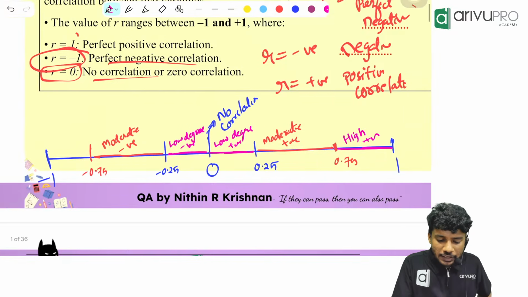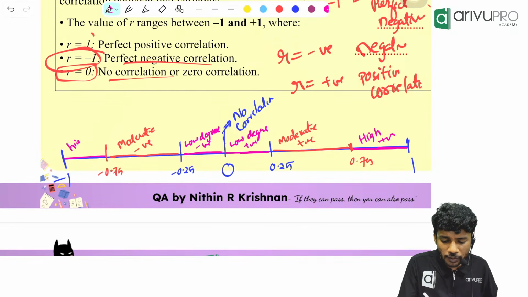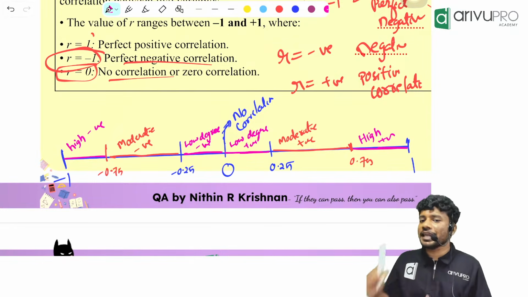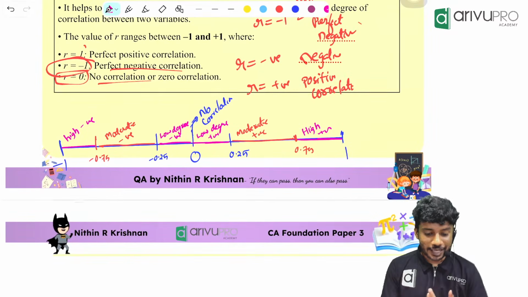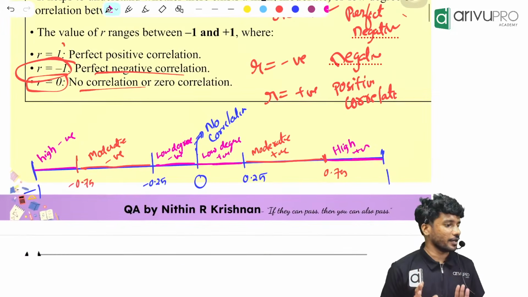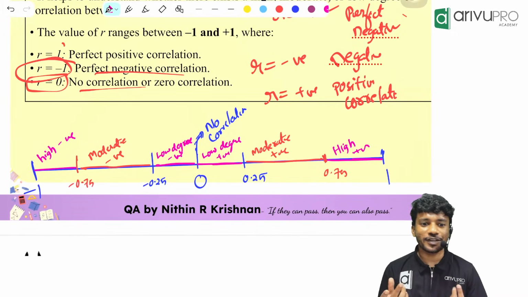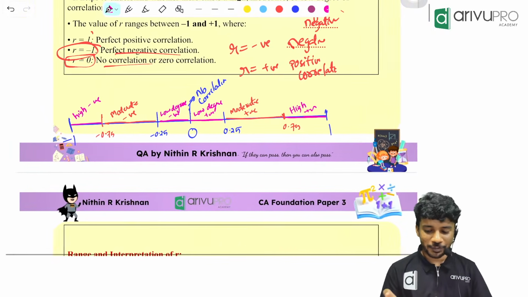If it is between -1 and -0.75, it is called high degree negative. Just keep a note. What if they ask? That is what is written over here. The entire content I put on a number line, so that using the number line itself you can revise the entire thing. R is equal to 0 means what, people?